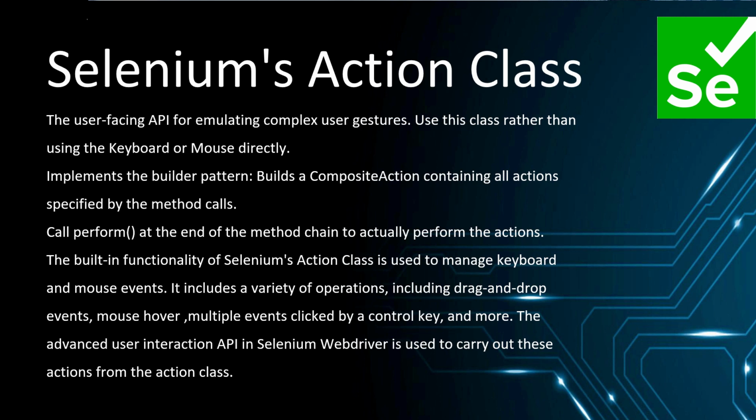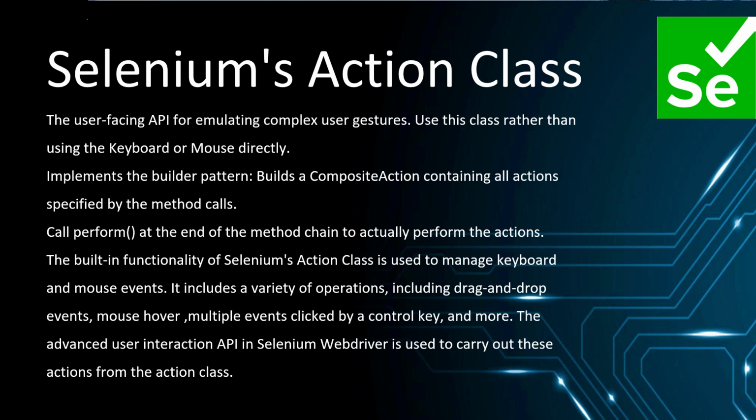And at the end of the operations, we need to call a method known as perform. This is the method we need to implement at the end of the chain of methods to actually perform that particular action, right? So this is a built-in Actions class, and we can use it to manage different keyboard and mouse events. Now, what kind of actions can we handle through this Actions class? If you want to drag and drop something, right click on something, or hover over something, these are the types of controls you can automate using the Selenium Actions class.